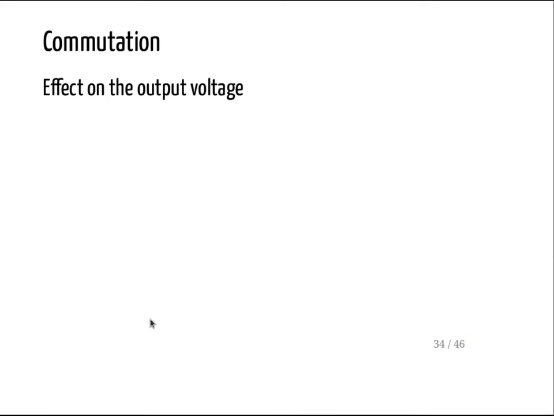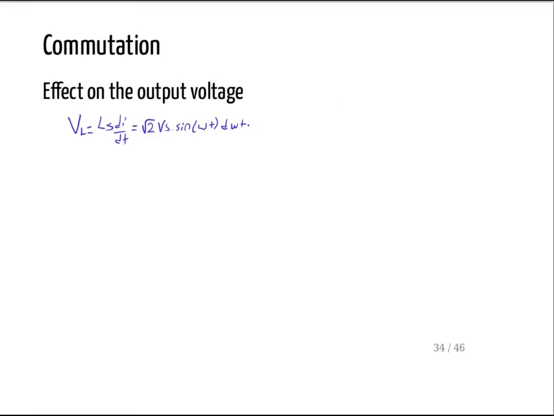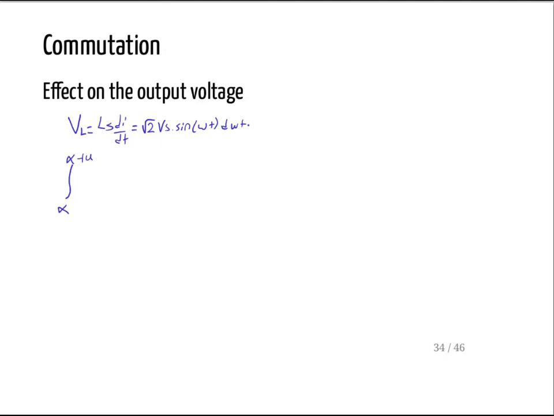Let me have more space for the calculations. For continuity, let me write VL is equal to LS di over dt, and this is equal to the source voltage, which is equal to square root 2 VS times sine omega t, d omega t. Now if you look at that area, it starts from alpha and goes up to alpha plus u, right? So I will write that area as the integral from alpha to alpha plus u of square root 2 VS sine omega t d omega t, where the peak is square root 2 VS.